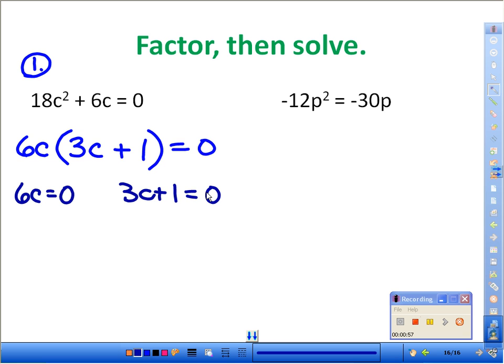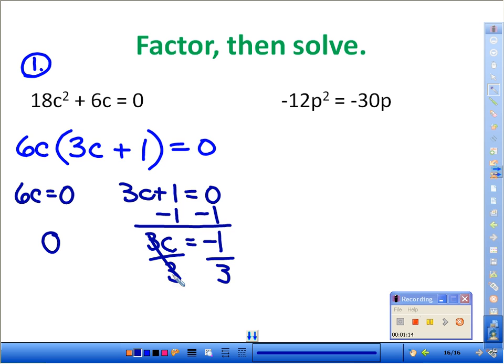In the first problem here, c would have to equal 0 in order for the problem to equal 0. In this problem here, we subtract 1 from each side. 3c equals negative 1. Divide both sides by 3, and c equals negative 1/3. The solution to this equation is 0 and negative 1/3.